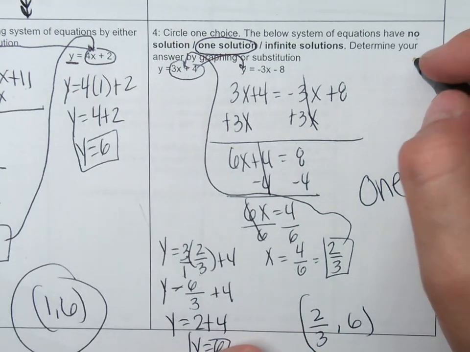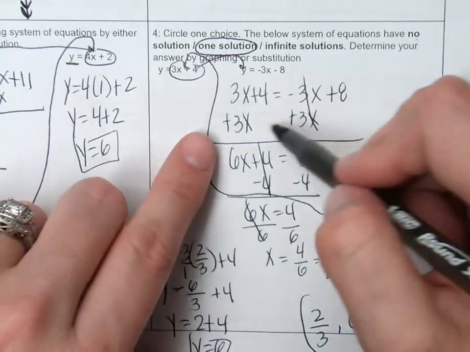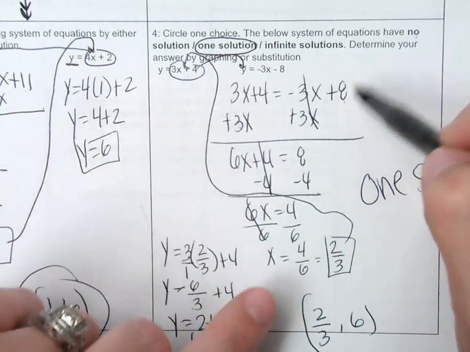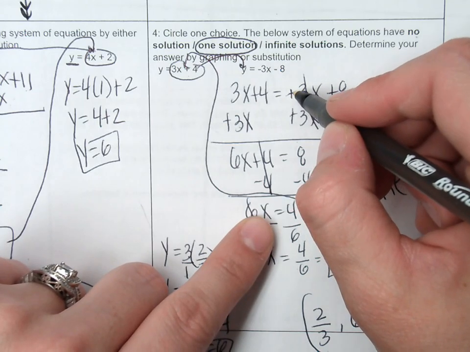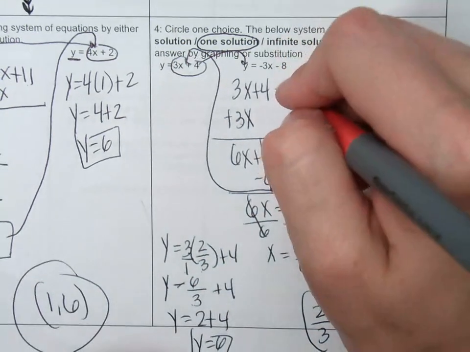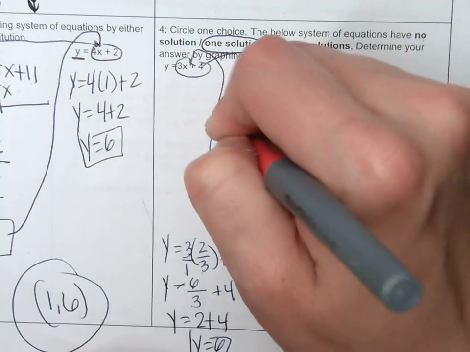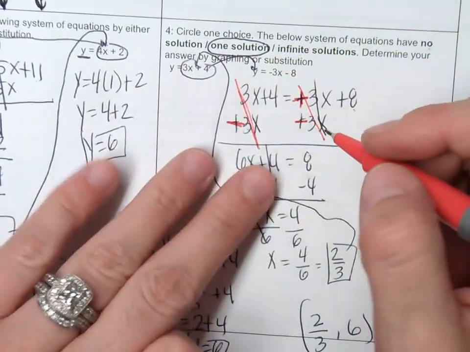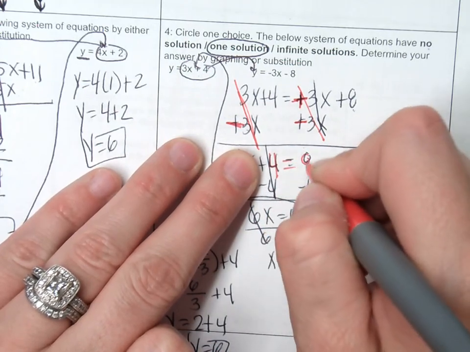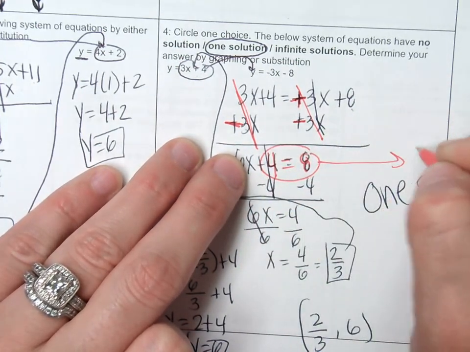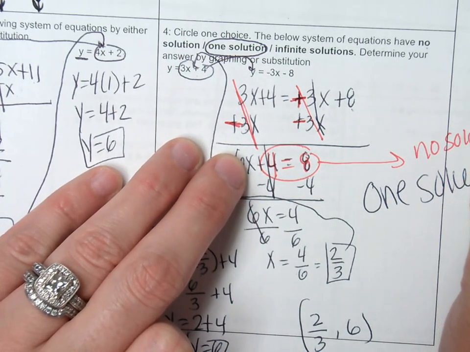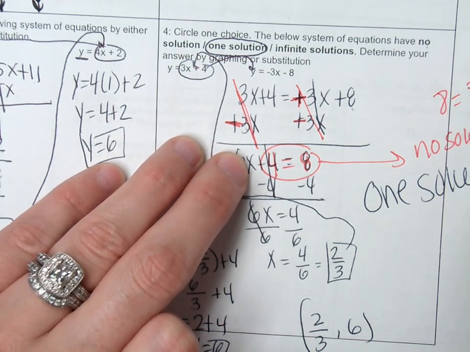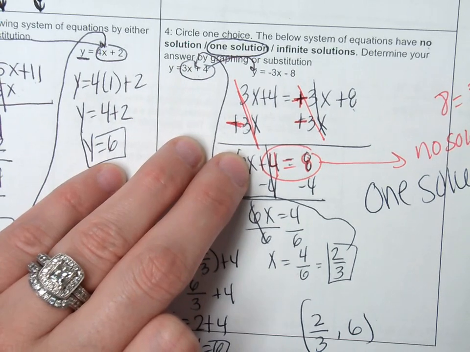Remember, if we were to have these cancel and we only had 4 equals 8, if this was positive 3x and we subtracted 3x from both sides, that's going to make it cancel, and we would just have 4 equals 8. And 4 equals 8 would be no solution. If we had 8 equals 8, that would be infinite solutions.